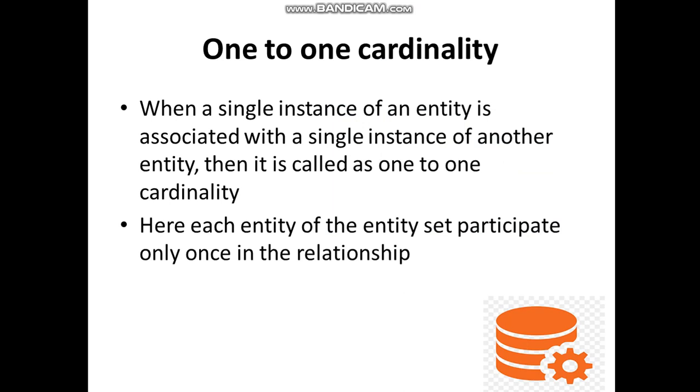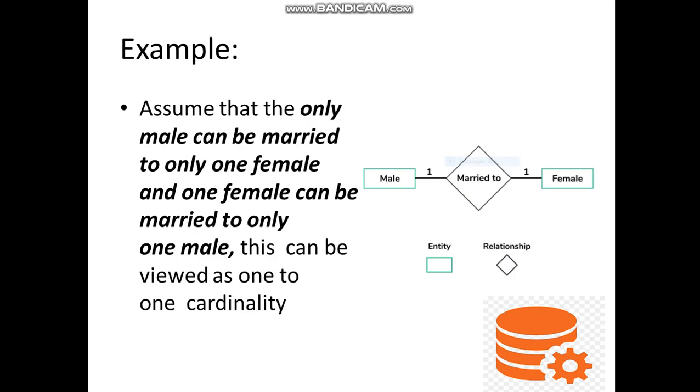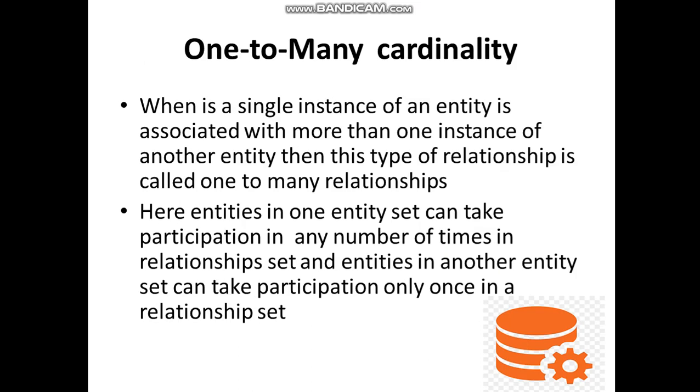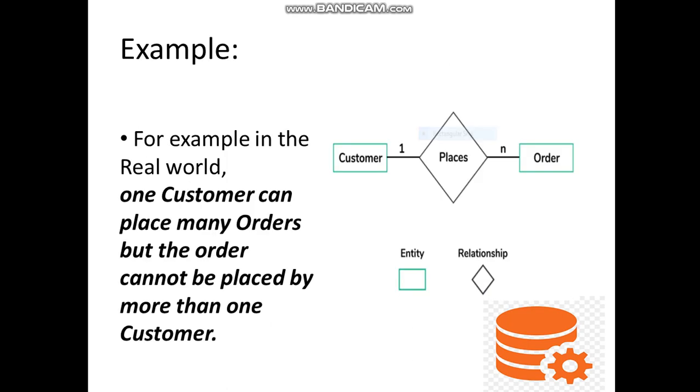One to one: when a single instance of an entity is associated with a single instance of another entity, it is called one to one. For example, one male married to one female only. One to many: when a single instance of an entity is associated with more than one instance of another entity, this type of relationship is called one to many. For example, one customer can place many orders.